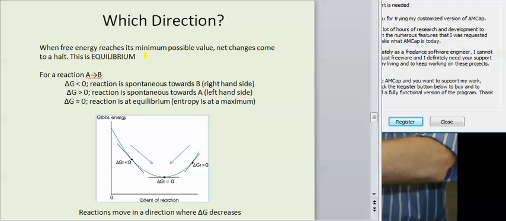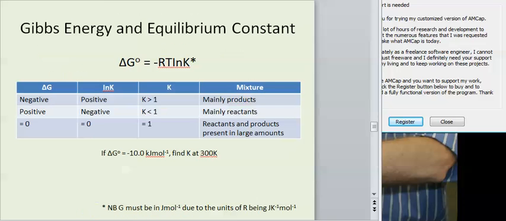So when free energy reaches its minimum possible value, net changes come to a halt, and this is equilibrium. And you can see that there. So when delta G is 0, we can say that the reaction is at equilibrium, and we can also say that the entropy must be at a maximum. And depending on whether delta G is greater than or less than 0, it's going to affect which way our reaction moves to reach that point of equilibrium.